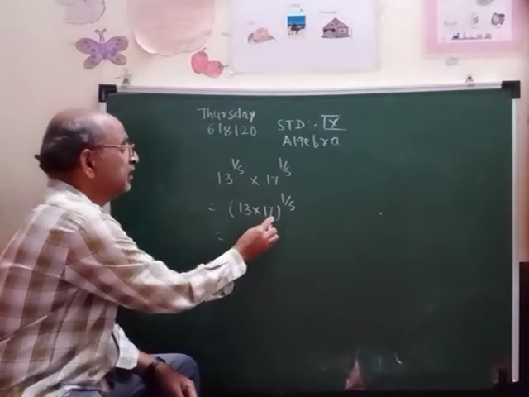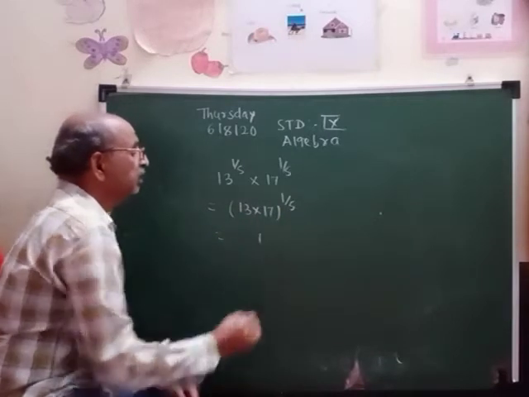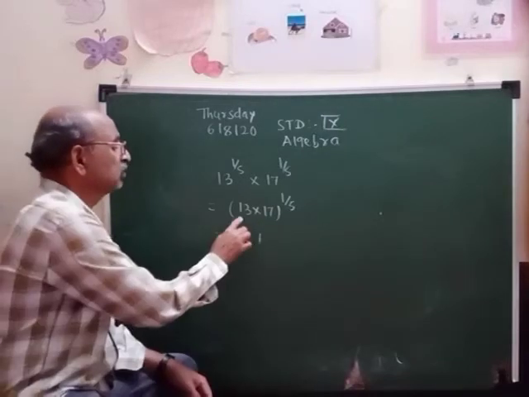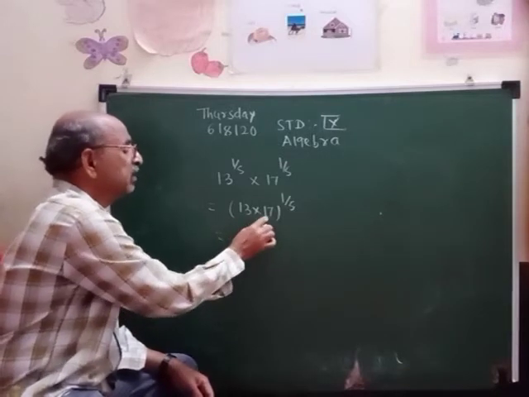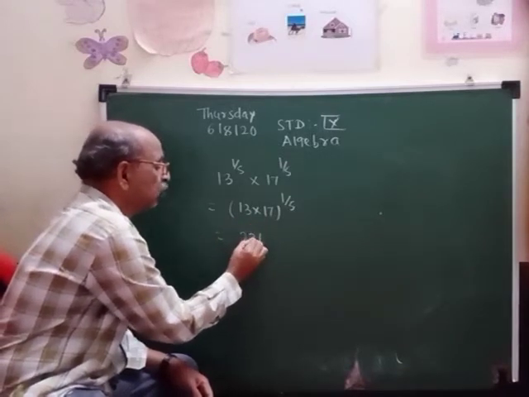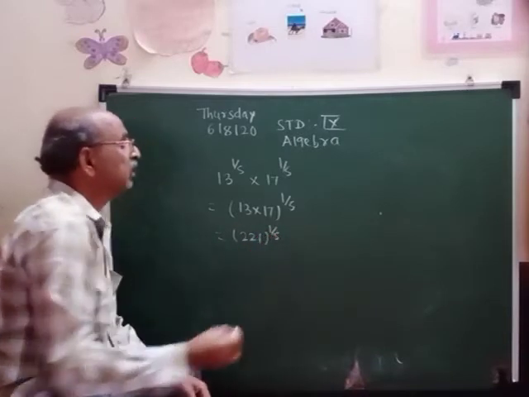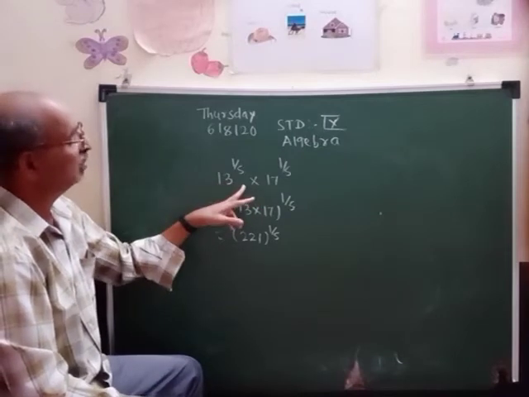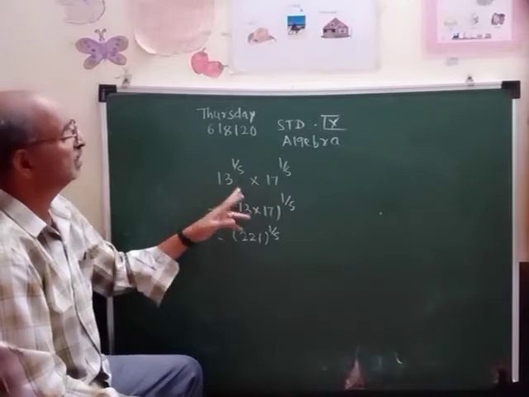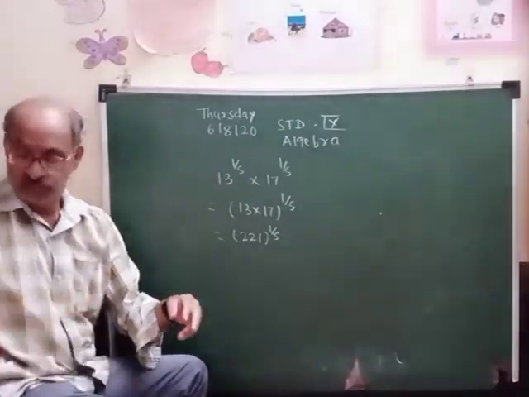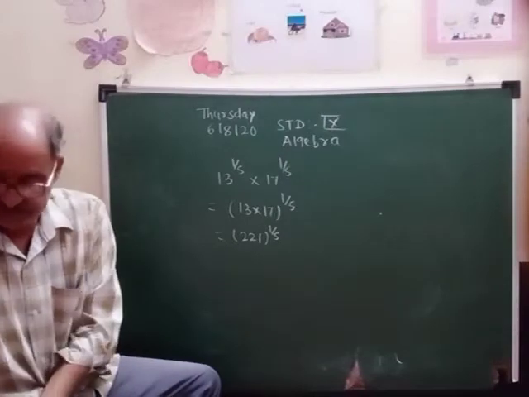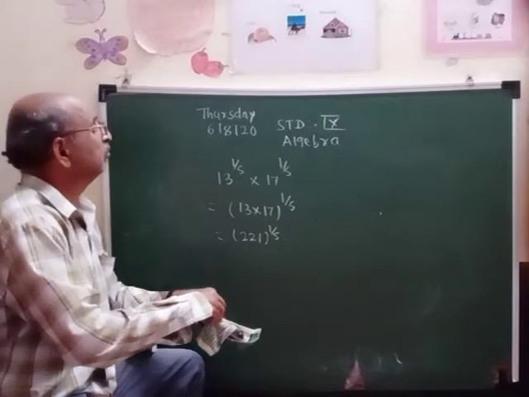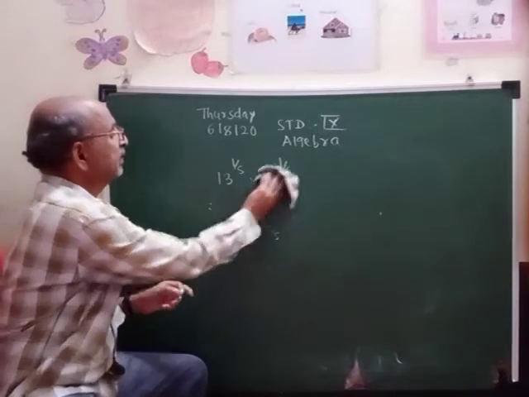Now we multiply: 17 3s are 51, carry 5, 17 1s are 17 and 5, that is 22; or 13 7s are 91, carry 9, 13 1s are 13 and 9, 22. So 221 raised to 1 upon 5. Here we cannot use the rule because the base is not same. That rule is for indices only if the base is same, then only you can use the rule where the indices are subtracted or added. So when the base is not same, we have to use this method where the index is same.